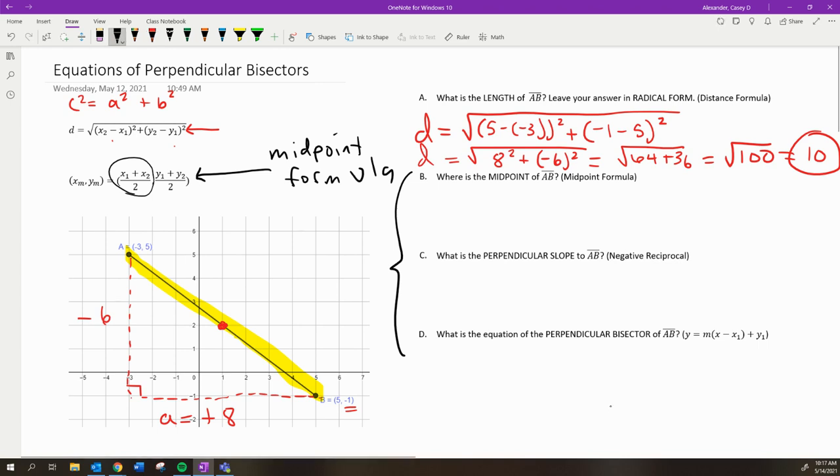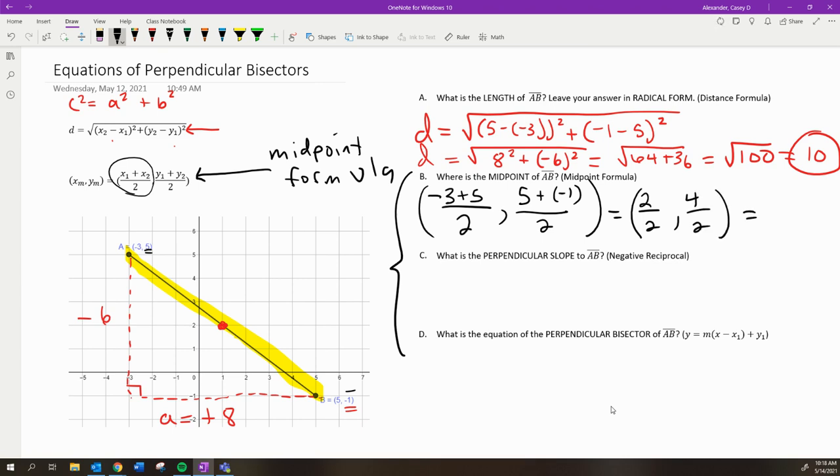But if you want to use the midpoint formula, you add the two x coordinates together, so -3 plus 5, and then divide that by 2. Then you do the same thing with the y coordinates: 5 plus -1, and divide that by 2. -3 and 5 is 2, divided by 2 is 1, and 5 and -1 is 4, divided by 2 is 2. So the coordinates of the midpoint are 1, 2.